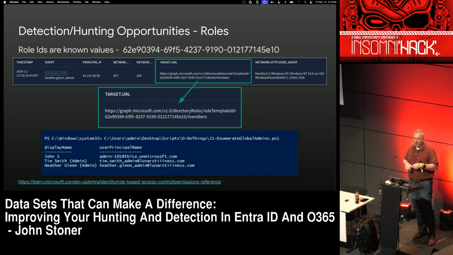So with things like the graph activity log, you have opportunities to hunt on things like roles. And I mentioned this real briefly. I enumerate my global admins, right? I've got a PowerShell script at the bottom there. I just ran it, right? Who are the admins in my tenant? I get a nice GET 200 hitting the directory roles, role template equals blah.